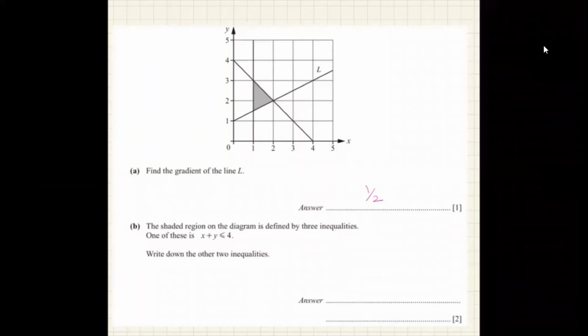The shaded region on the diagram is defined by three inequalities. One of these is x plus y is less than or equal to 4.